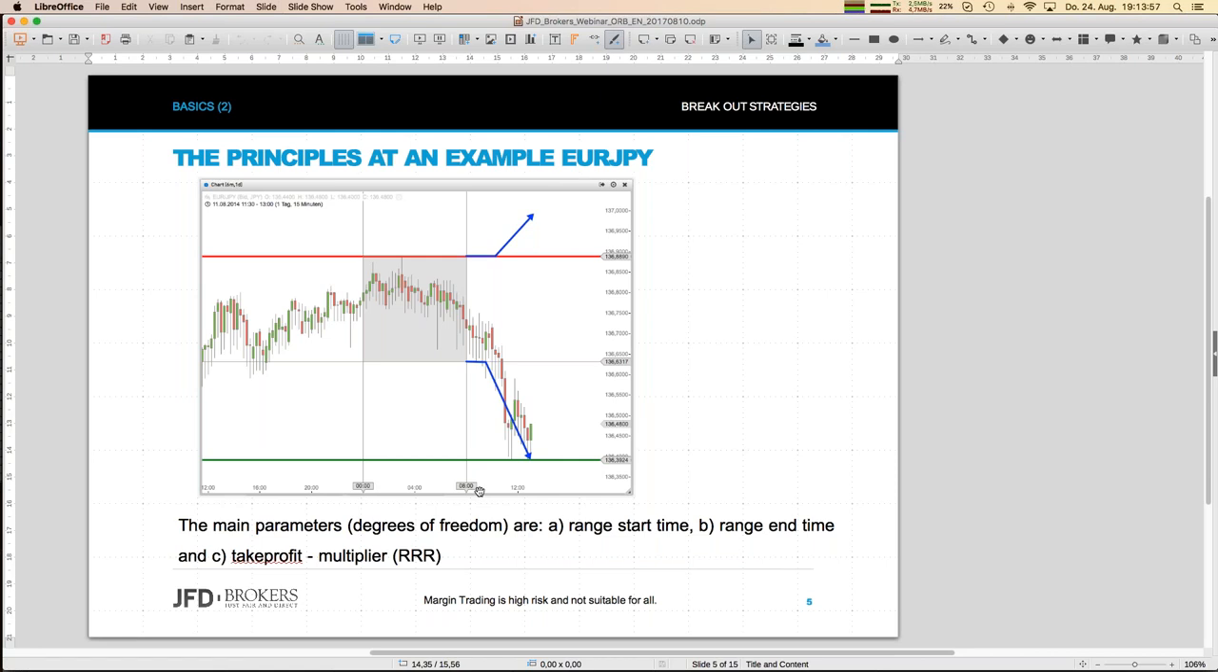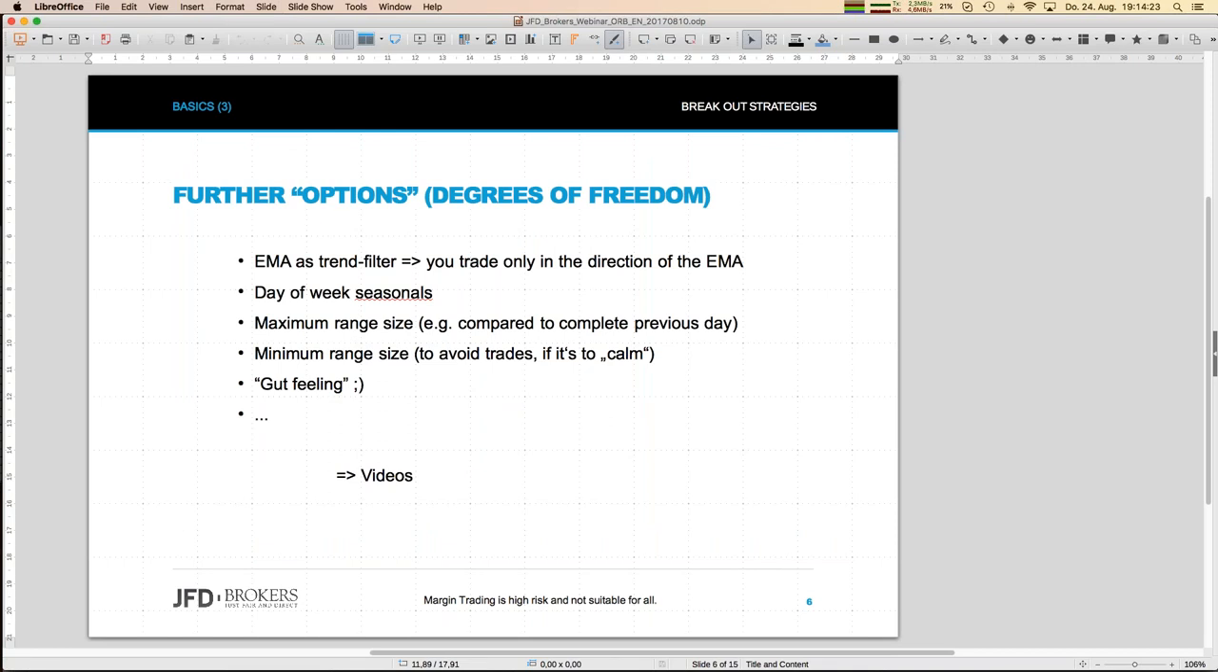We don't know exactly when we start, but we can check for best equities by varying all combinations of those parameters. Up to now, we have 3 degrees of freedom, 3 parameters: starting time, end time of the range, and finally the take profit multiplier, or better to say, risk reward ratio. There might be other degrees of freedom additionally, or call it options for further improvement. Maybe you use an EMA as a trend filter, so you only place the order in one specific direction, for example in the main direction of that underlying, or you might use other filters as well.